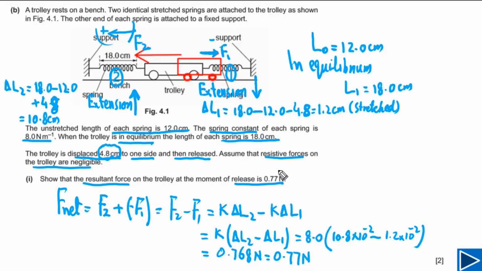So this is the answer, and this is what the question was asking us to show, that the resultant force is equal to this. I hope it is clear to you. The difficult part of this question is the extension. This spring is stretched, still stretched. This is also stretched. When we displace this trolley to the right, the extension of spring 1 decreases and the extension of spring 2 increases. So this extension decreases, that's the reason we have subtracted 4.8, and the extension of this one increases, that's the reason we have added 4.8 here. So that's all. This is what we need to understand.